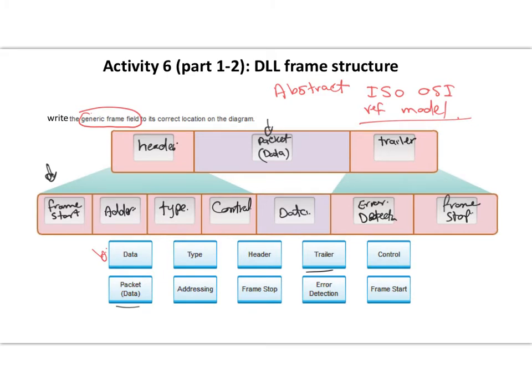Anyone knows the answer? Why do we need to have frame start and frame stop in the data link layer and not in any other layer?